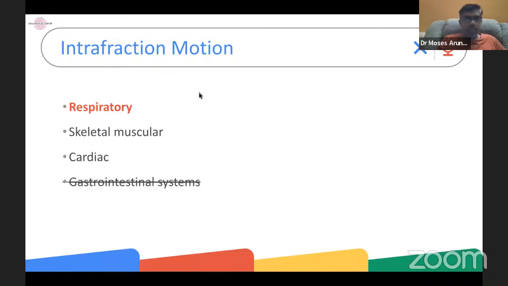In addition to respiratory motion, we have other causes of intrafraction motion as well: cardiac, gastrointestinal, and skeletal muscular movements. In the upper thoracic and upper abdominal regions, gastrointestinal movement is not going to make much of an impact. Cardiac is something we cannot do much about, so we have to take it as it is. Skeletal muscular movements we take care of by immobilization procedures to the extent possible.